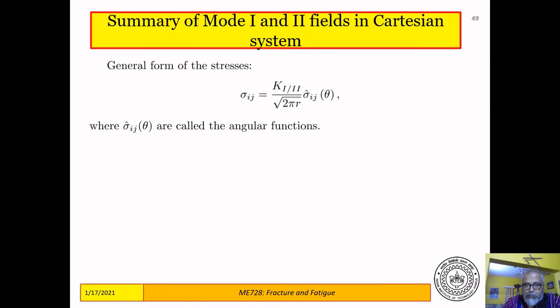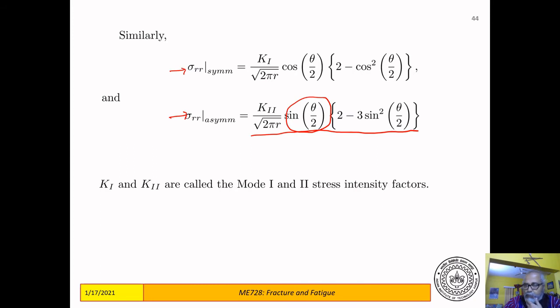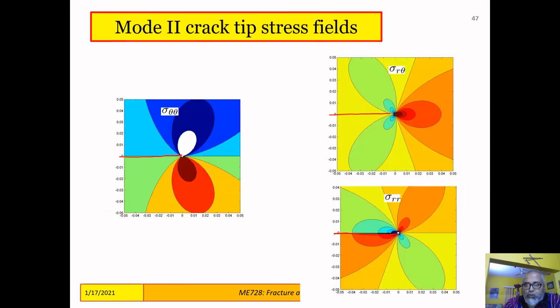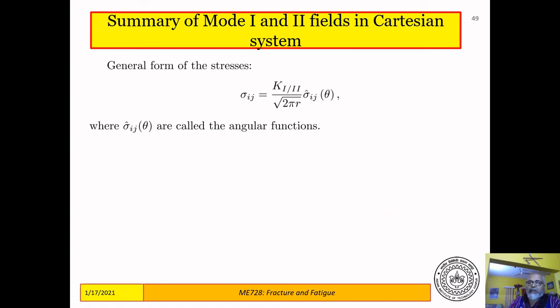So now this is a summary. As I said, you can find the stresses in r and theta components, sigma theta theta, rr and r theta, but you can also transform them into Cartesian components. It depends on what kind of problem you're solving. One or the other set of expressions is convenient to use. So I have summarized all the stresses in terms of Cartesian coordinates.